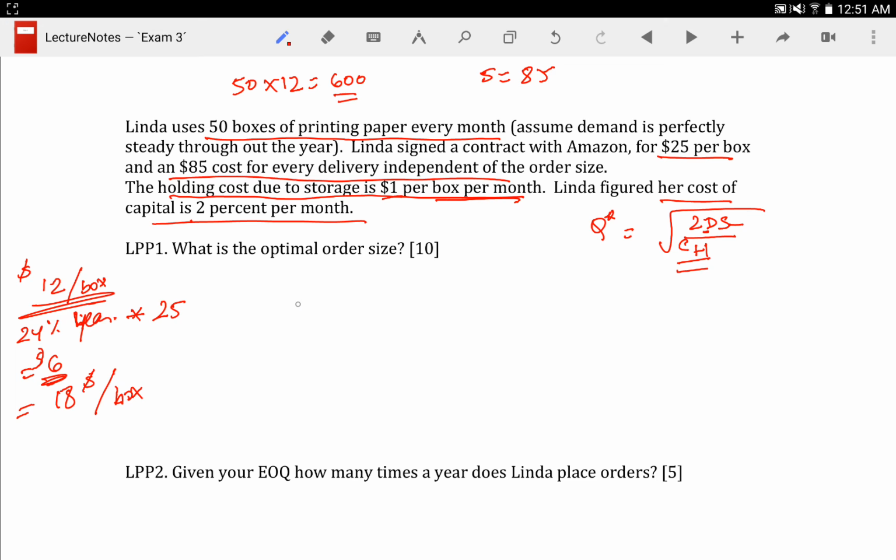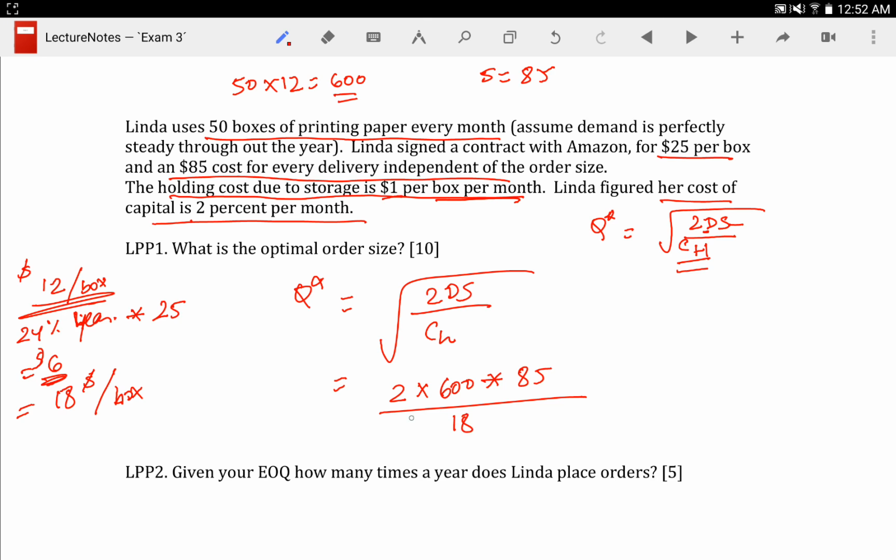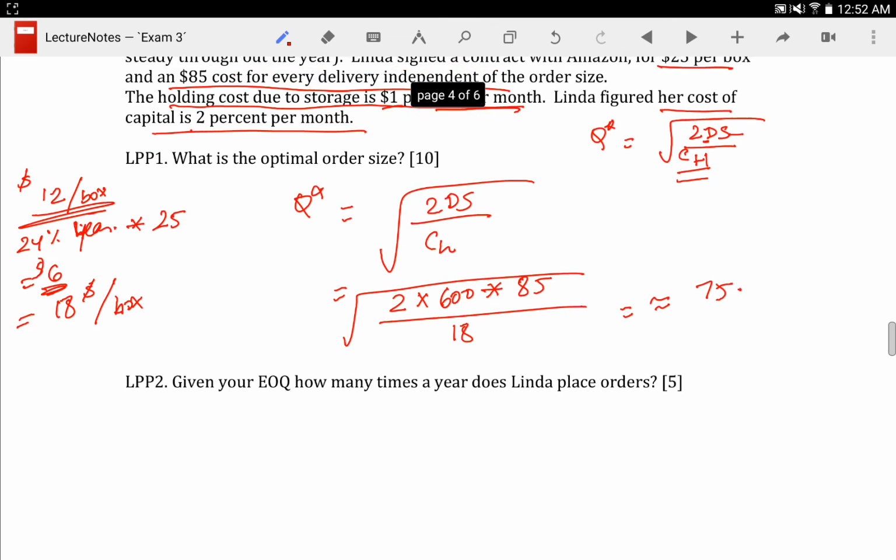All right, now we are ready to calculate Q star. After this it is just plug and chug. 2DS divided by CH. 2 times the yearly demand of 600 times the setup or ordering cost of 85, divided by the holding cost of 18. You can solve this. It comes out to be approximately 75 point something. I just round to make my calculation a little easier. I just rounded it to 75.